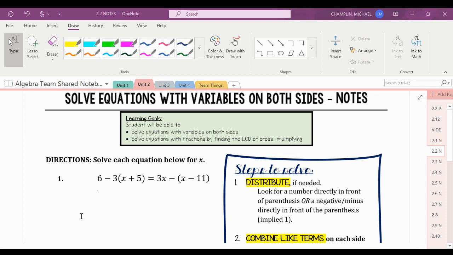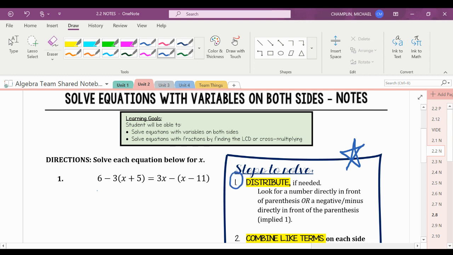We are on section 2 of unit 2, and we are also going to focus on solving equations with fractions by finding the least common denominator or cross multiplying. Okay, so first I want to point out as we start number 1, and we're going to solve for x, we have these steps to solve to the right, if you need some guidance and some quick reference.